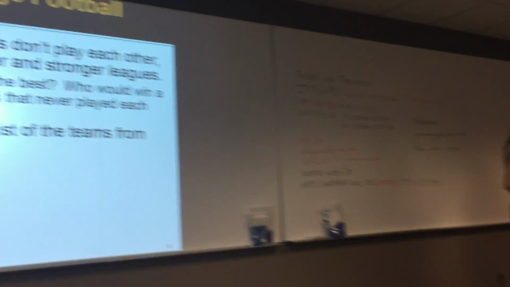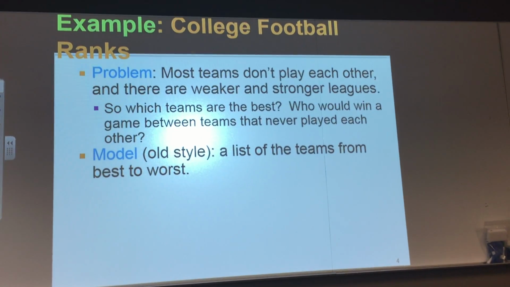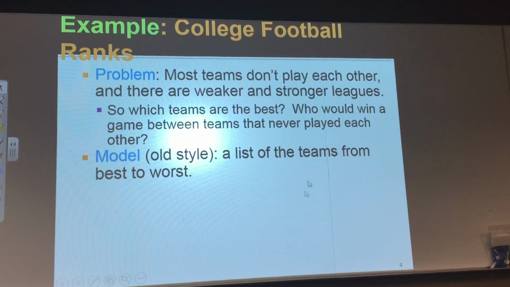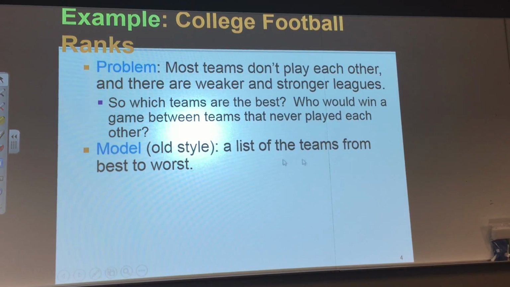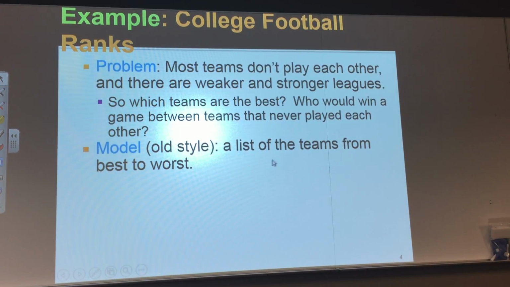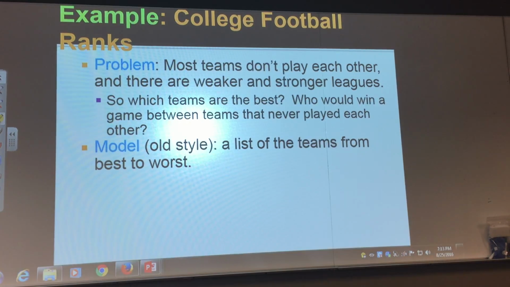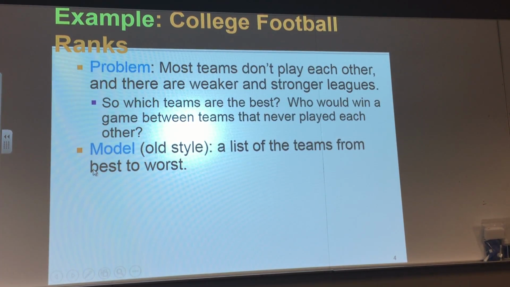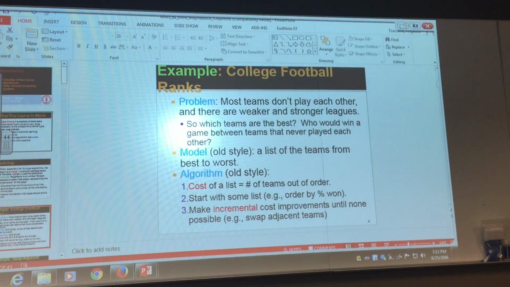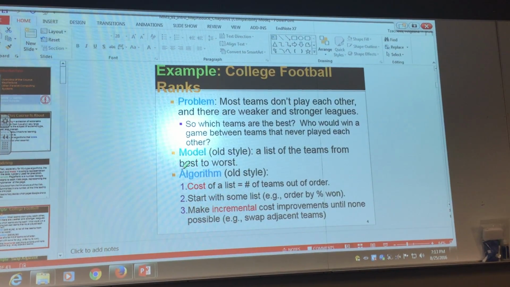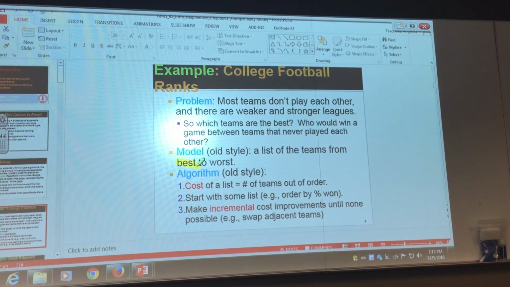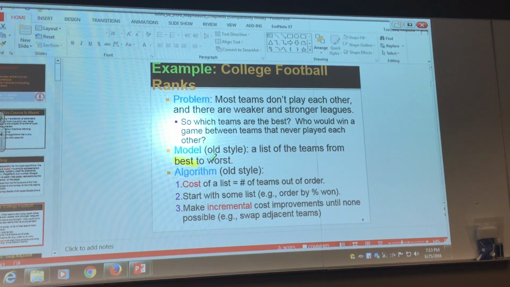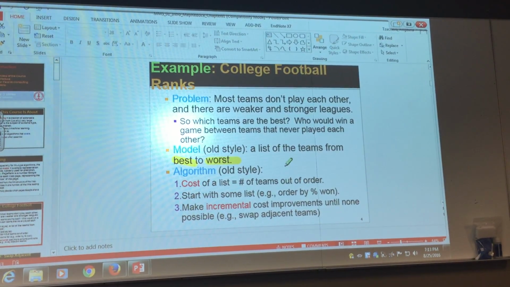So the model will be a list of these teams, and we can say the best teams are on the top, and the worst teams are on the bottom of the list. That would be the traditional way to do it.